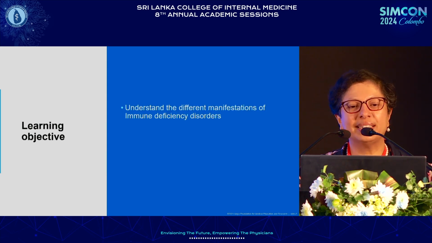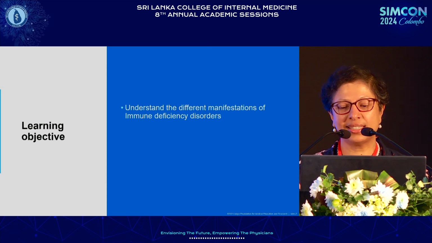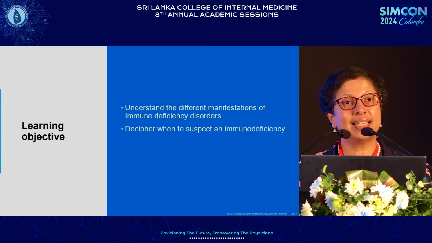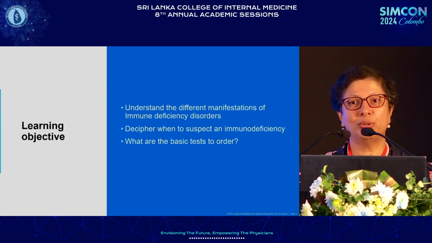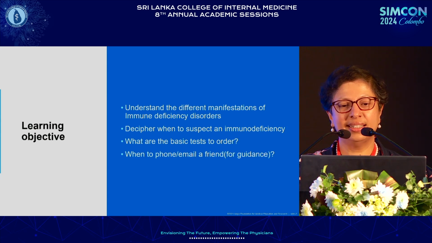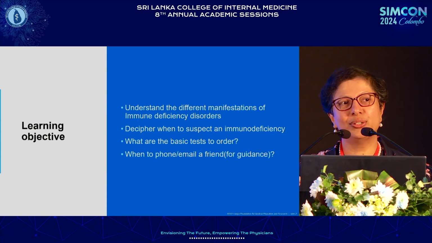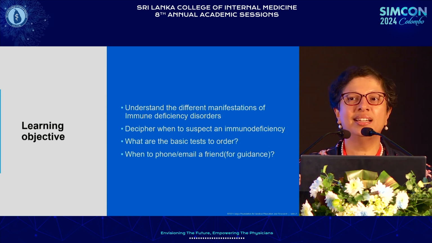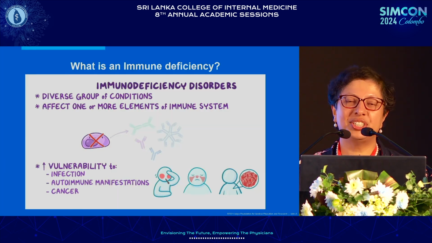So here are my learning objectives. I want to understand the different manifestations of immune deficiency disorders. I want us to decipher when we should suspect an immune deficiency and which are the basic tests that you could order as a busy internist. And when do you phone a friend or call for help if you have a patient that you suspect has an immune deficiency? Because these are rare diseases. So what is an immune deficiency?